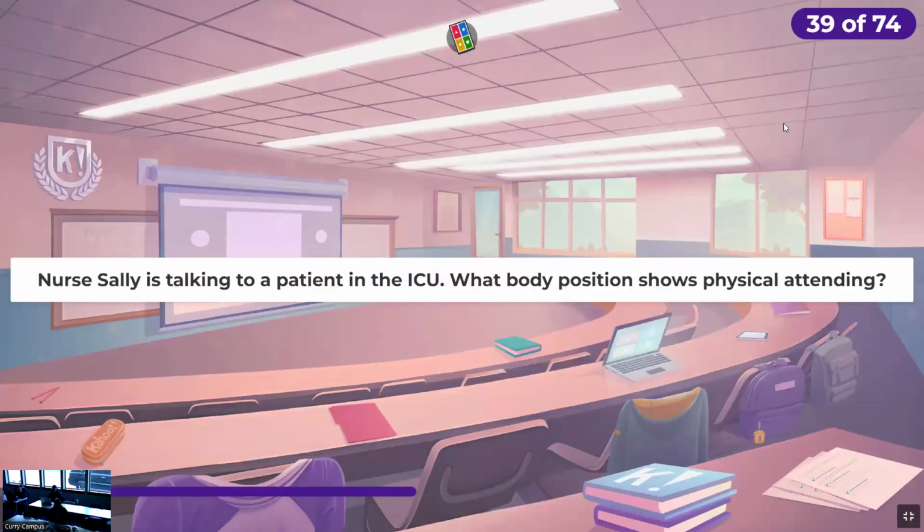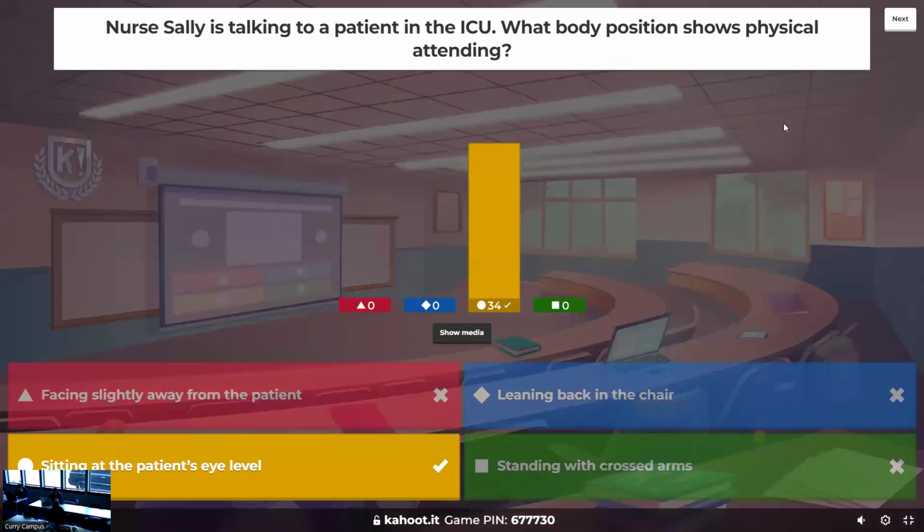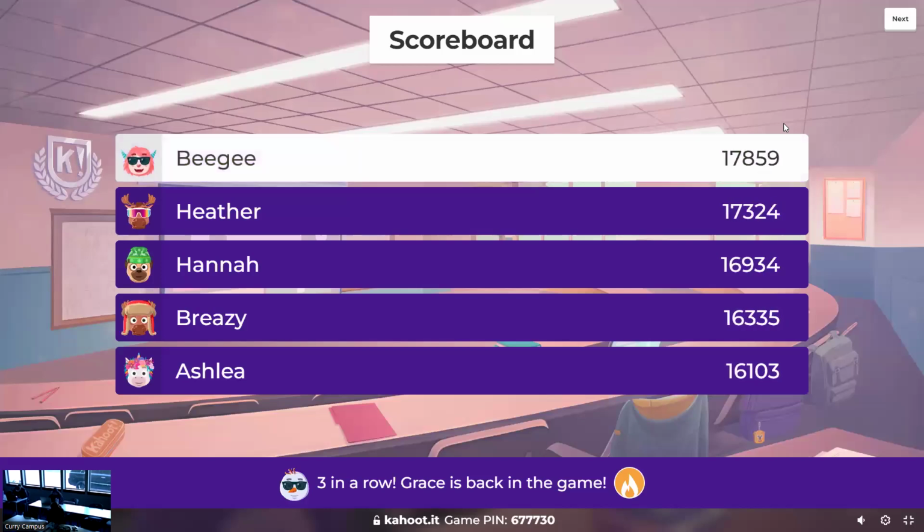Nurse Sally is talking to a patient in the ICU. What body position shows physical attending? And the yellow is sitting at the patient's eye level. Right. Everybody got that one right. Yes. Sitting at the patient's eye level. Good. Let's see what that does with the board. Okay.